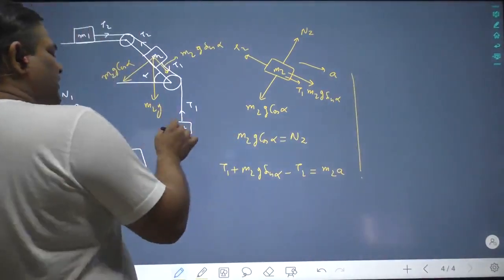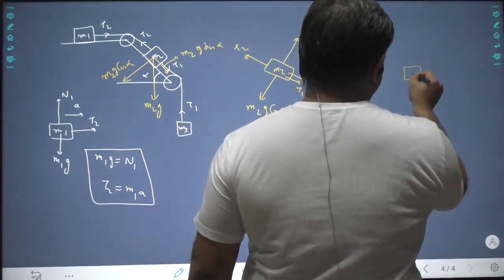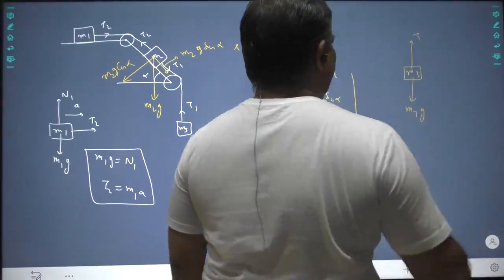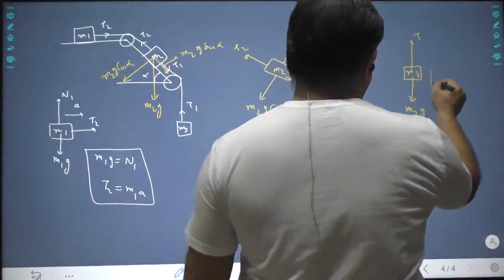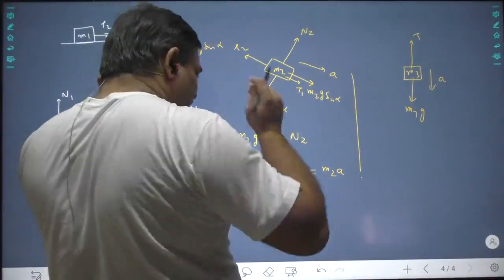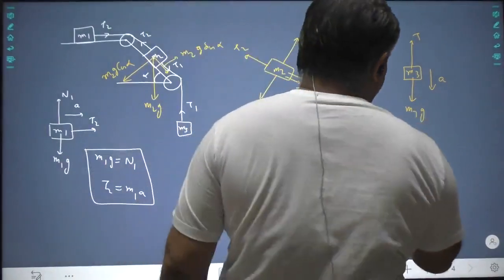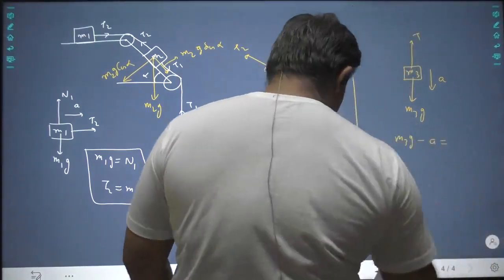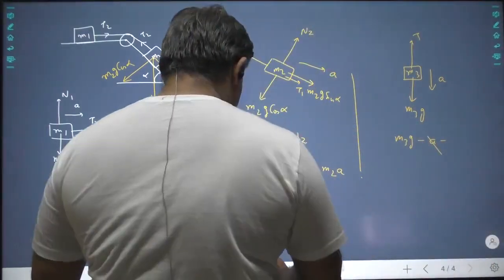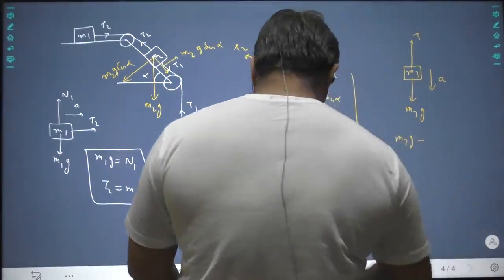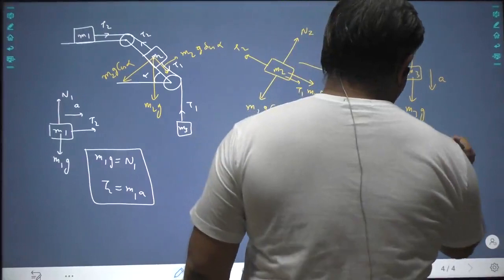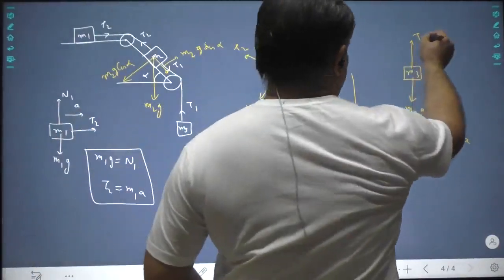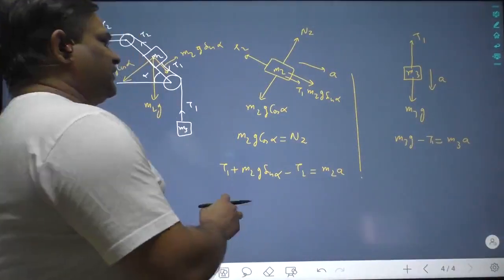Now the last one, M3. This is M3G and tension upward, nothing more than that. The acceleration will be same for all the blocks. So we have something like this: M3G minus T equals M3A. Now this tension is T1 basically, so let us write down T1. This is the free body diagram.